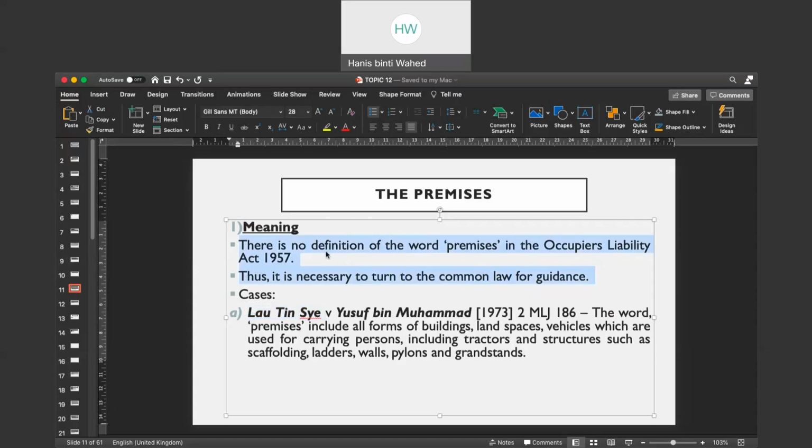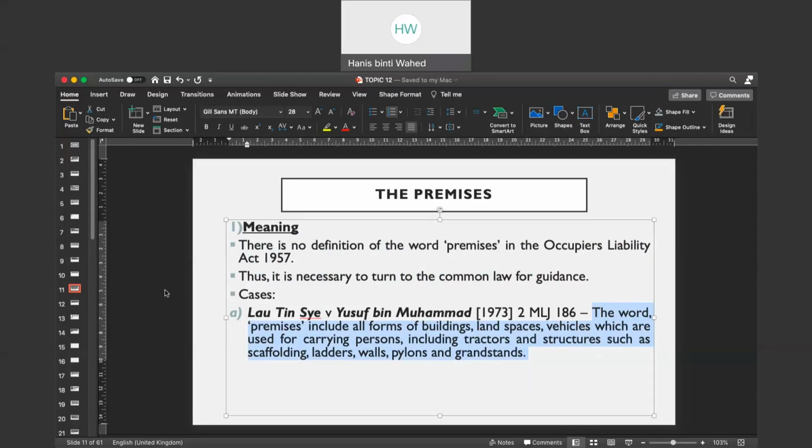Okay, so in common law we refer to cases, and one of the Malaysian cases is the case of Lautin C. In this case, if you read, the court stated that the word premises might include all forms of buildings, land, spaces, vehicles which are used for carrying persons, or even structures, we can call them premises, such as ladders and scaffolding and etc. Okay, so this is the meaning of premises, we can refer to this case of Lautin C. So if there's a question where you want to determine the premise, you can refer to the case of Lautin C.